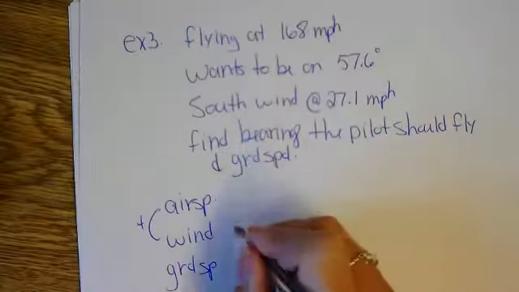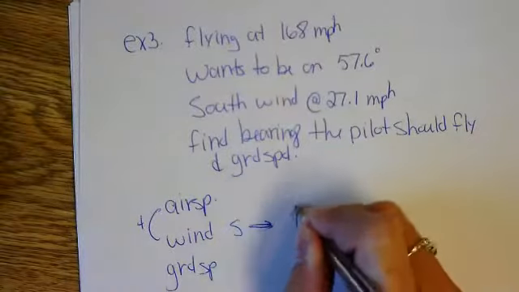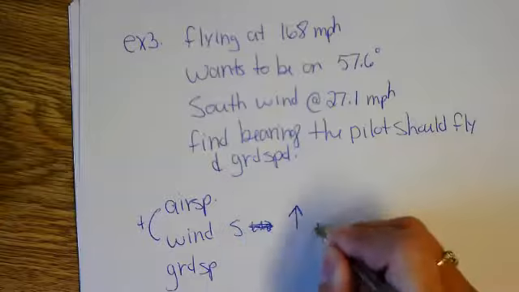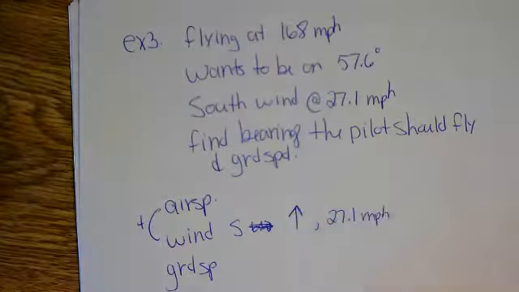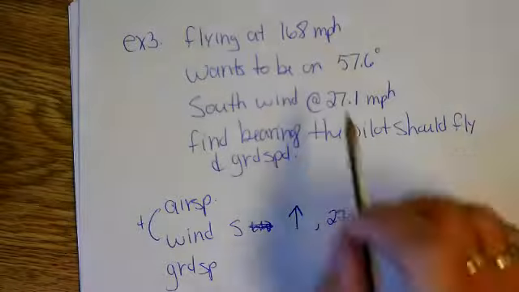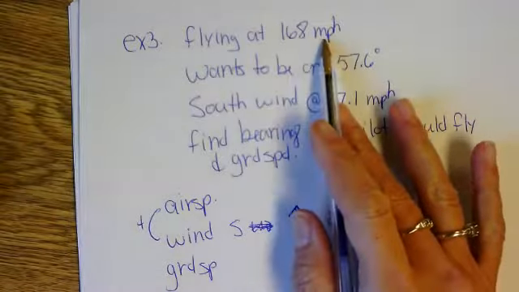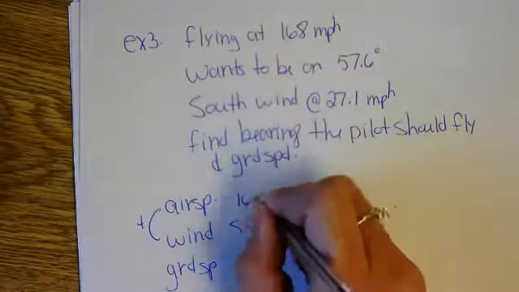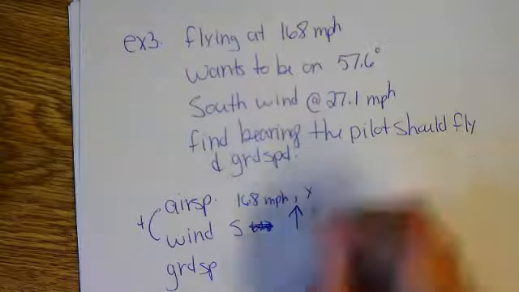Okay, let's get the wind. We've got a south wind, which means we're going to be drawing it due north, and then 27.1 miles per hour. So we have both pieces of information there. It says he is flying at 168 miles per hour. That's your engine speed. You can ask me if you're not sure, but that's the engine speed. So that would be the airspeed, 168 miles per hour. We have no idea what direction.